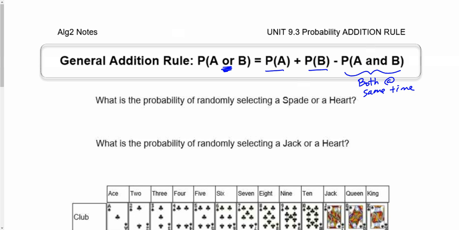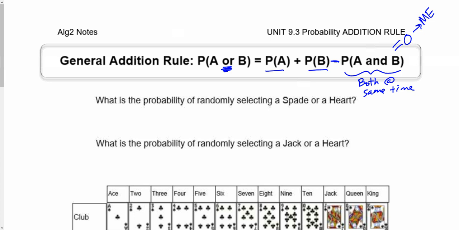Now here's the catch though. Here's why I don't want to teach you 2 different formulas. Sometimes that last part is going to be 0. So if you have something that is mutually exclusive, that means there is no double counting, then you subtract nothing. So I'm going to make a little note. When this part equals 0, that just means it's mutually exclusive.